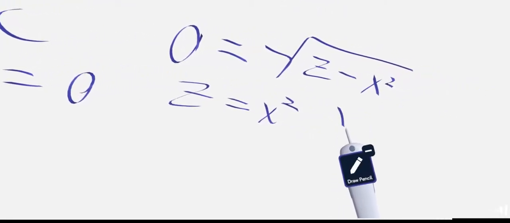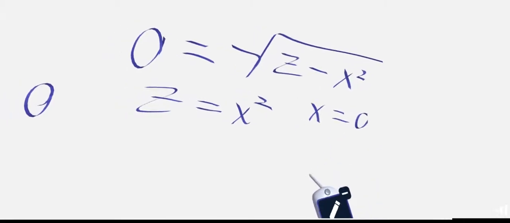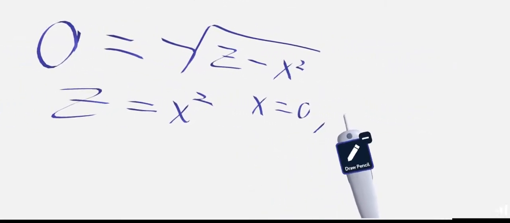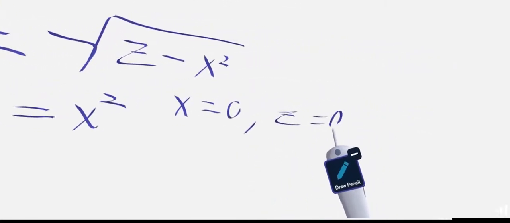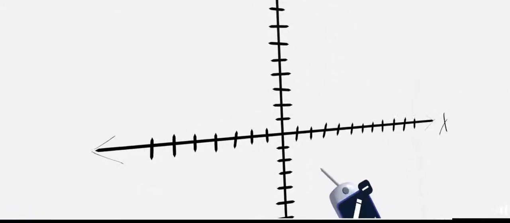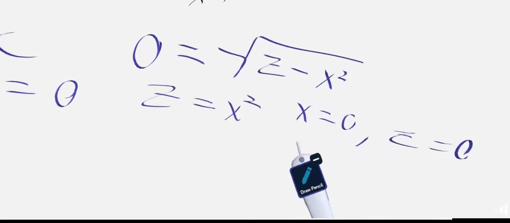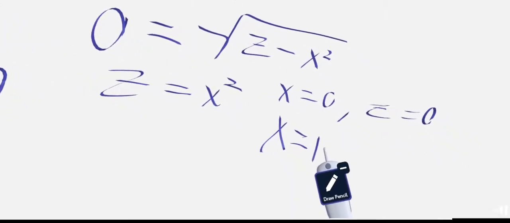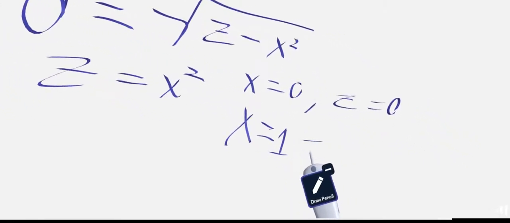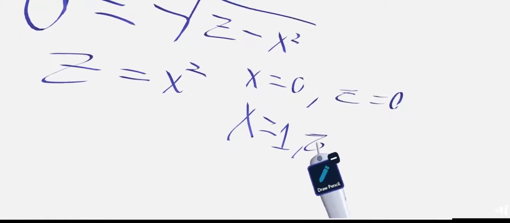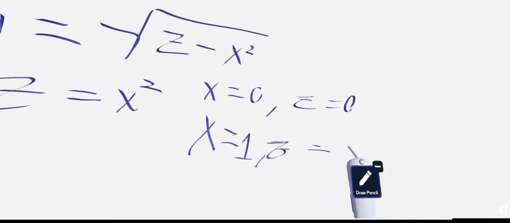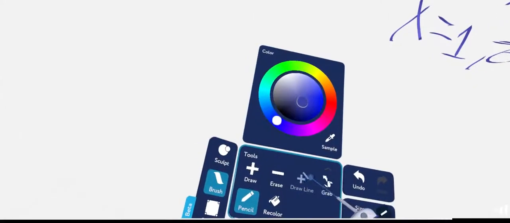So let's say x is equal to 0. Well then, z would be 0. That's the origin. That's pretty easy. Let's say x is equal to 1. Well then, z would equal 1.